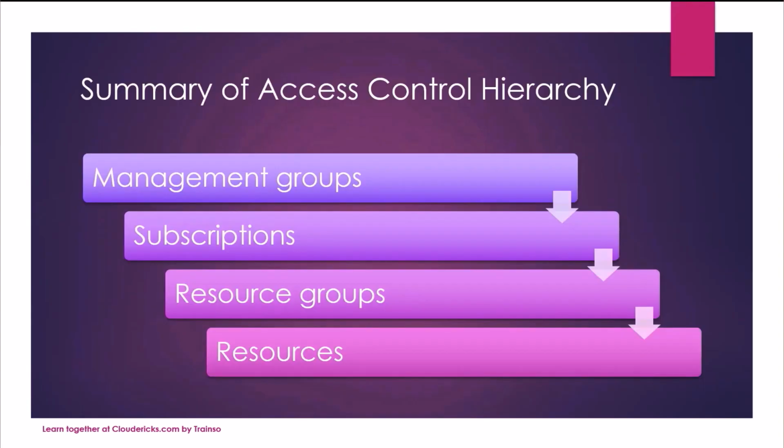This is a summary of access control hierarchy. Management groups contain subscriptions. Subscriptions contain resource groups. Resource groups contain resources. So you can set permissions at any of these levels. You can directly set permission at the resource level. You can set permission at the resource group level. In that case, all resources within that resource group will inherit that permission. You can set permissions at the subscription level. In that case, all resource groups within that subscription will inherit that permission. And in turn, all resources within all those resource groups will also inherit that permission. And finally, we can also set permissions at the management group level.